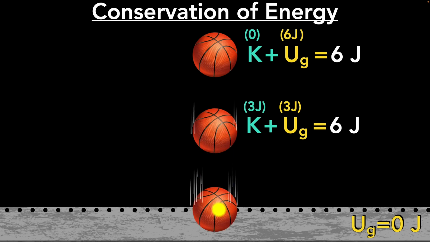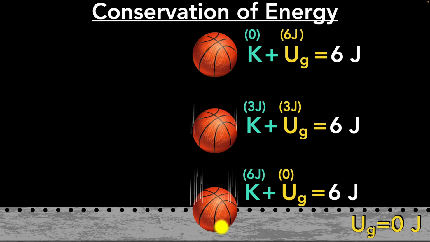And by the time the ball reaches the ground, just before it hits the ground, again, the total energy still stays the same. But now the gravitational potential energy of the system is almost 0, which means all of that energy is now converted to kinetic energy. The ball will now have maximum kinetic energy.